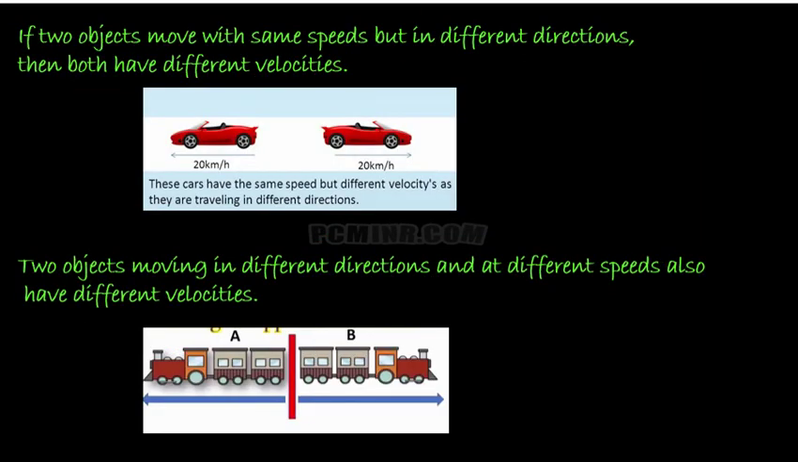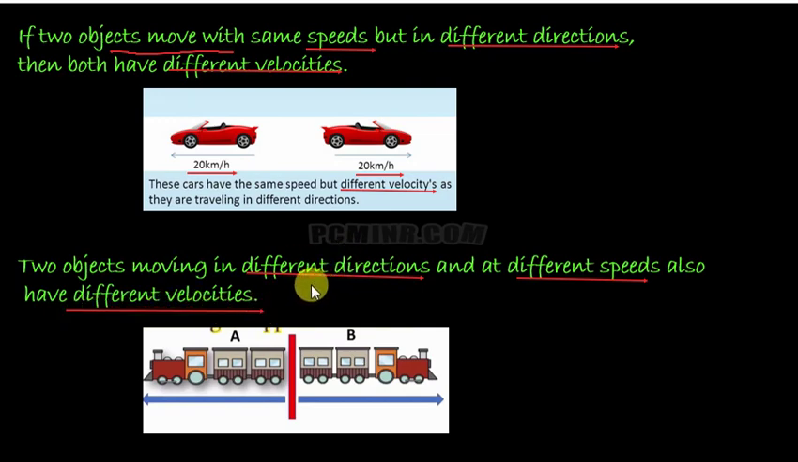So interestingly, you see here that if two objects move with the same speeds but in different directions, then they have different velocities. So as you can see the two cars here, the speed, if you find the magnitude, is 20 kilometers per hour and 20 kilometers per hour, but they are traveling in opposite directions, so they have same speed but different velocities. And similarly, if two objects are moving in different directions and also at different speeds, then definitely they will have different velocities. So when speed and direction both are different, obviously the velocities have to be different.